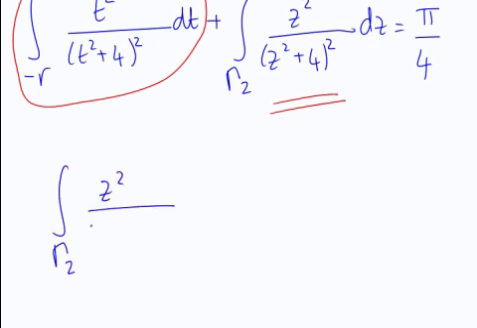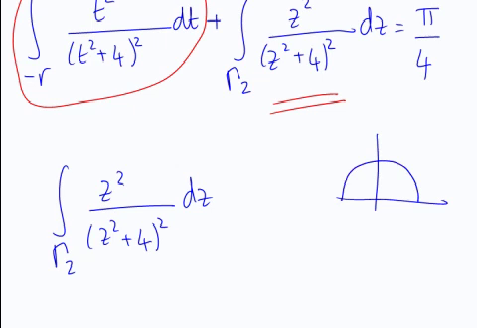What I'm wanting to do is to evaluate this integral where gamma 2, if you remember, was the semicircular path from r to minus r, where r was greater than 2. And in fact I'm going to want r to tend to infinity, because that's what I want for my final problem.